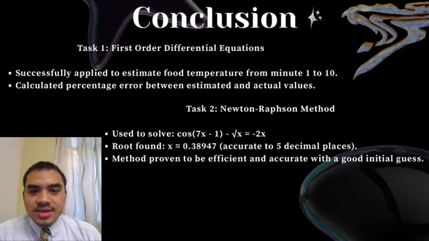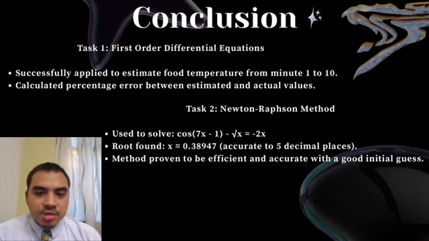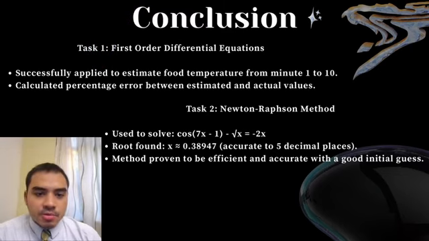In conclusion, for the first task, we applied it to estimate temperature change from minute 1 to minute 10 and calculated its percentage error between the estimated and actual values. For the second task, we solved the equation cosine of 7x minus 1 minus the square root of x equals negative 2x, and the root x approximates to 0.38947. This method is proven to be efficient and accurate with a good initial guess.